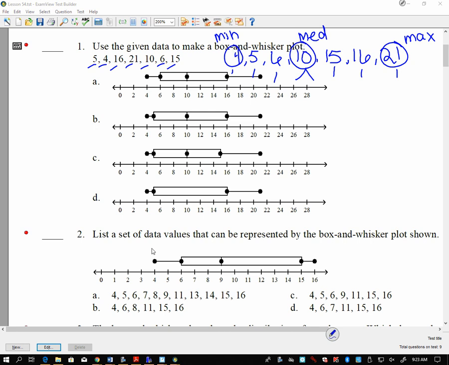And do I see any that don't have 4, 10, or 21 marked already? I can see at least one. D. D doesn't have what? Doesn't have 10.